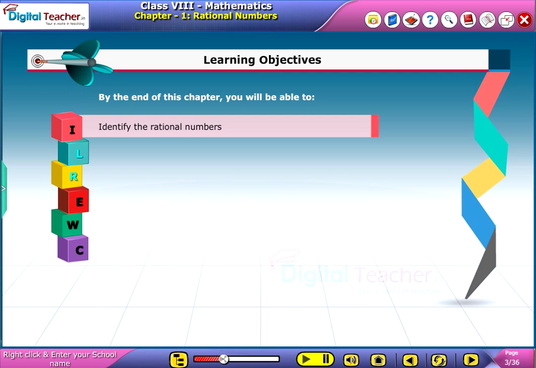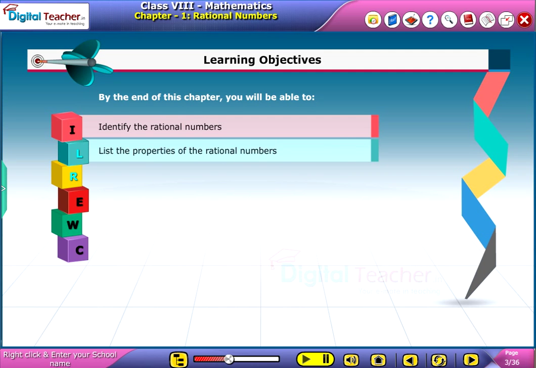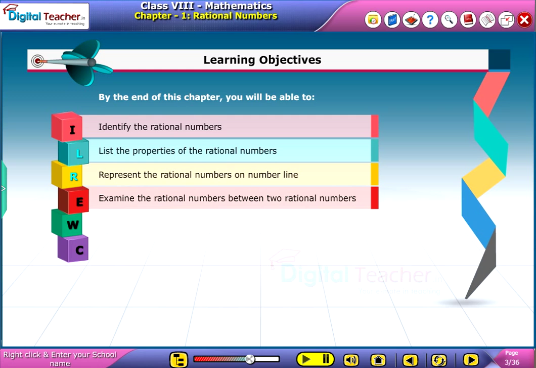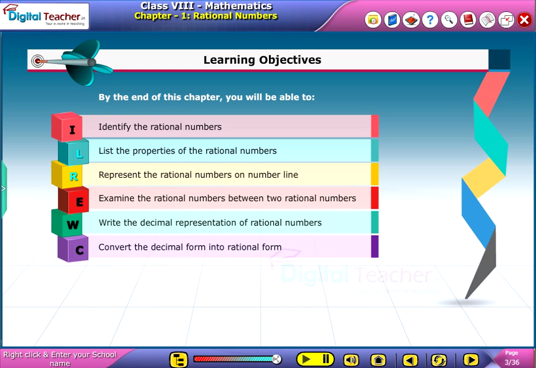Identify the rational numbers. List the properties of the rational numbers. Represent the rational numbers on number line. Examine the rational numbers between two rational numbers. Write the decimal representation of rational numbers. Convert the decimal form into rational form.